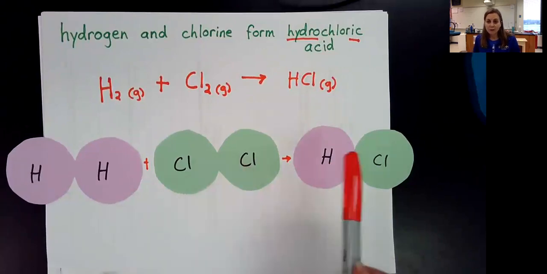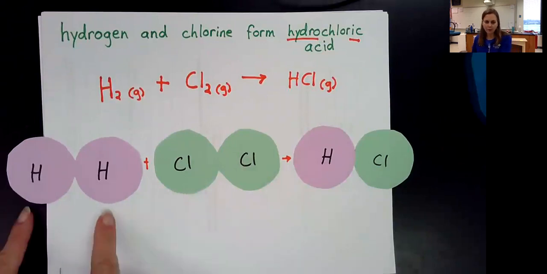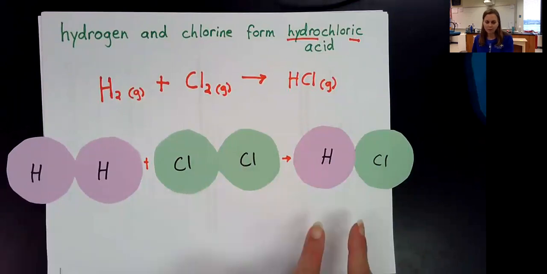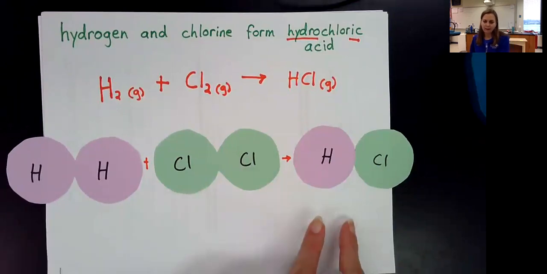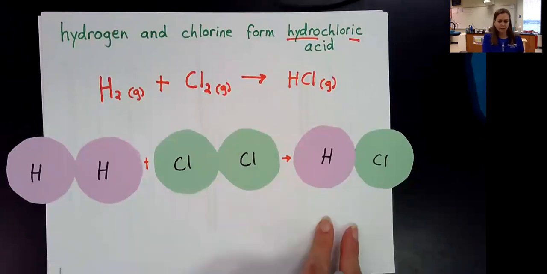And why is this a problem? Well, our law of conservation of matter tells us that atoms can't be created or destroyed. So if I have 2 hydrogen atoms on the reactant side, I need to have 2 on the product side. And if I have 2 chlorine atoms on the reactant side, I need to have 2 on the product side. So how can we solve this problem?